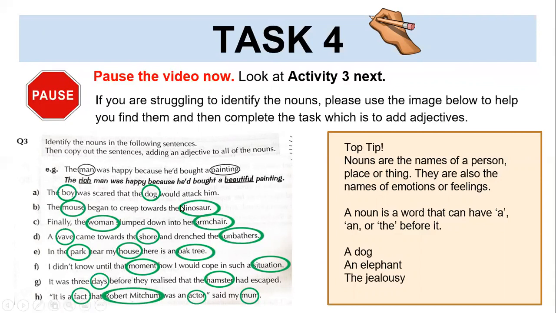A top tip for looking for nouns is that they're the names of a person or place or thing, and they're also the names of emotions or feelings. One way to spot a noun is that it can have a, an or the before it. So a dog, an elephant, the jealousy, the hate, the love. Okay, so pause the video and have a go at adding adjectives to each of the nouns in these sentences. Rewrite the sentences using adjectives to describe each of the nouns.